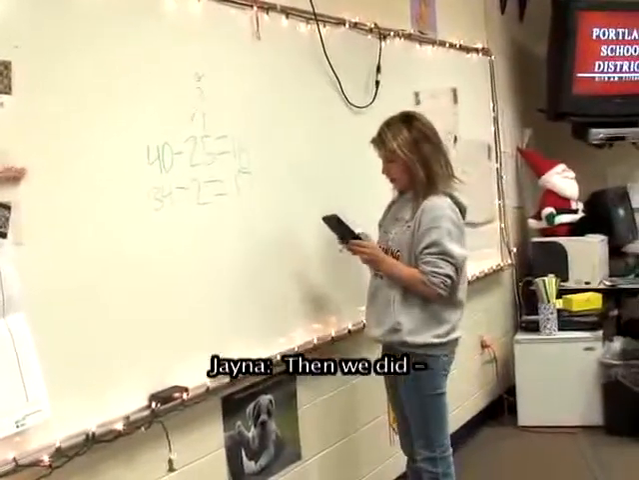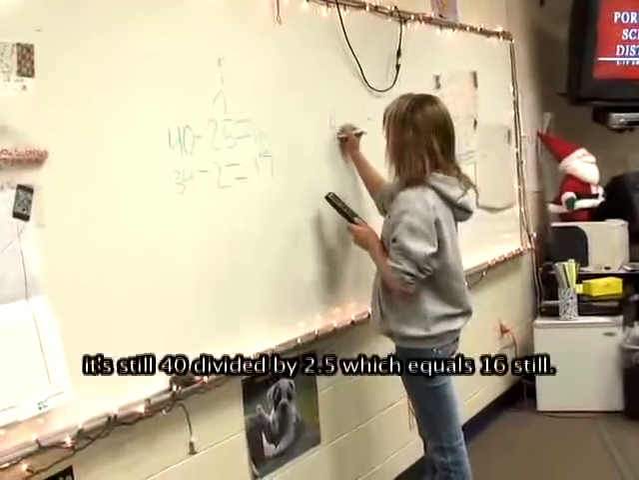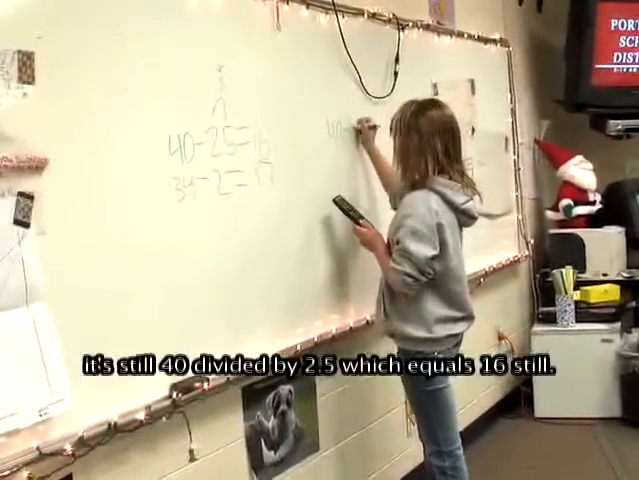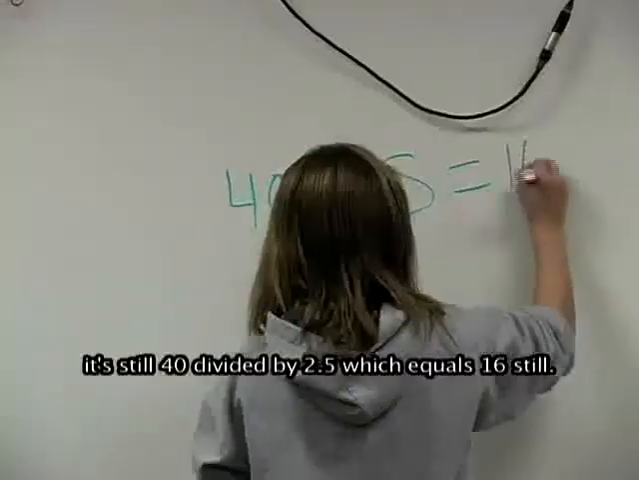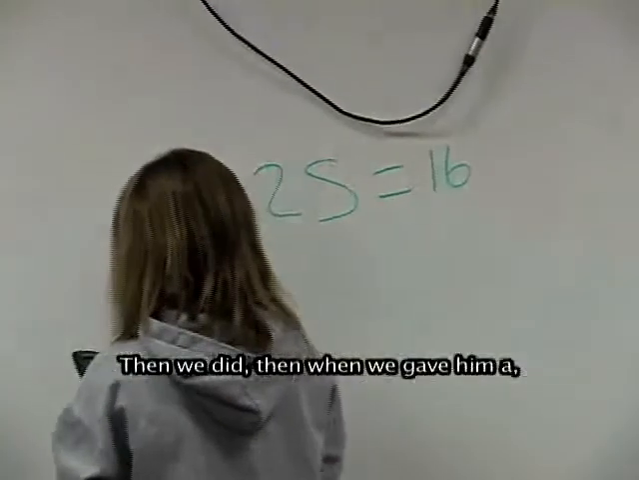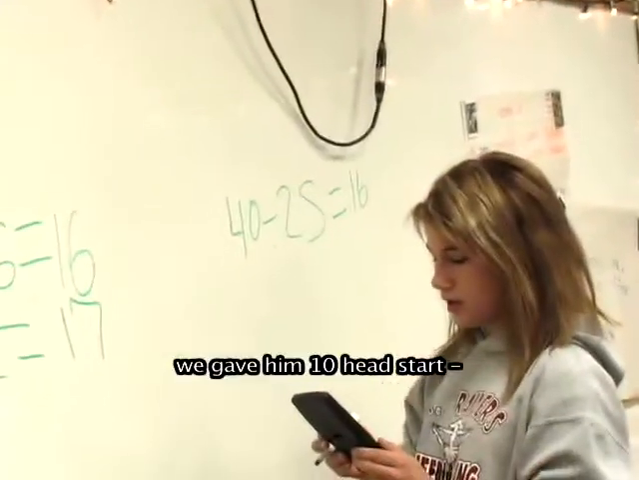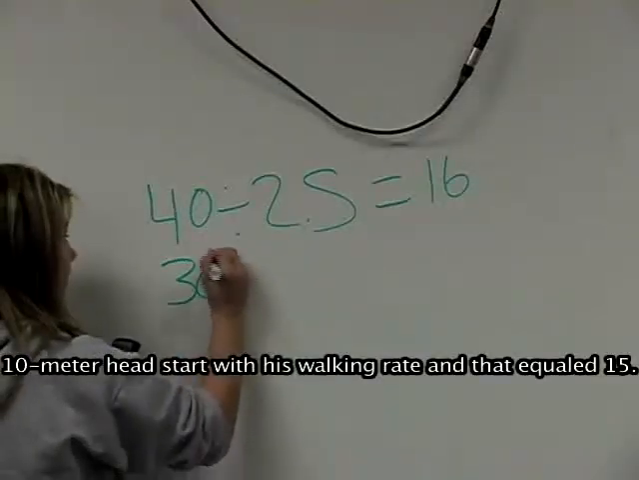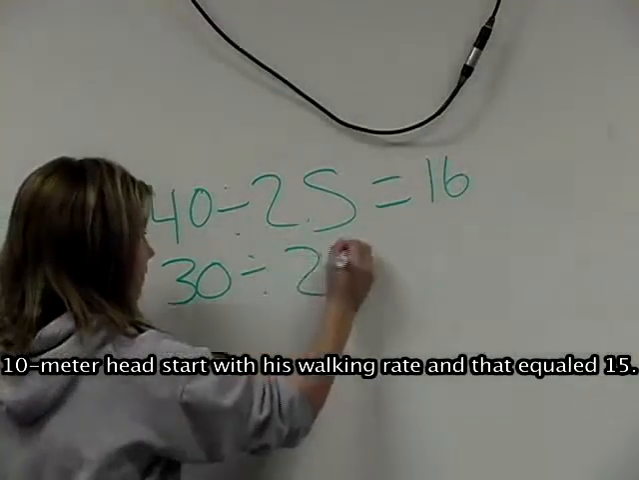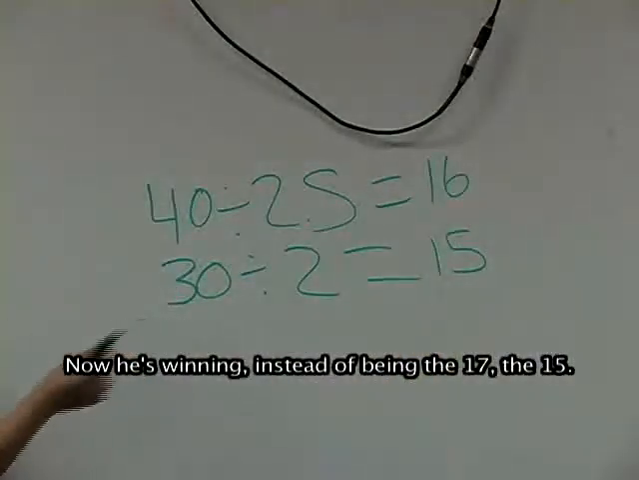Then we did it again. It's still 40 divided by 2.5, which equals 16 still. Then we gave him a 10-meter head start with his walking rate, and that equaled 15. Now he's winning, instead of being 17 to 15.